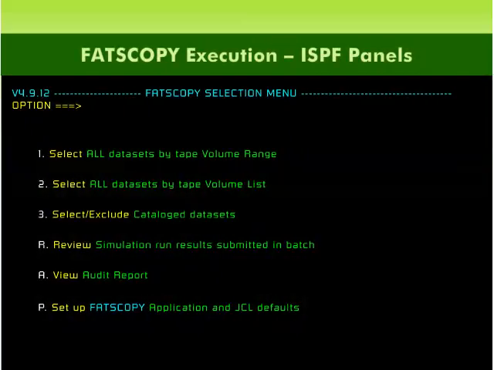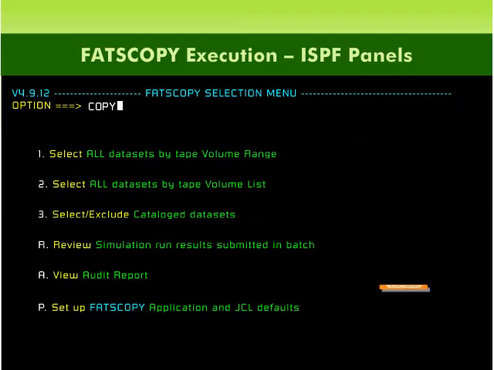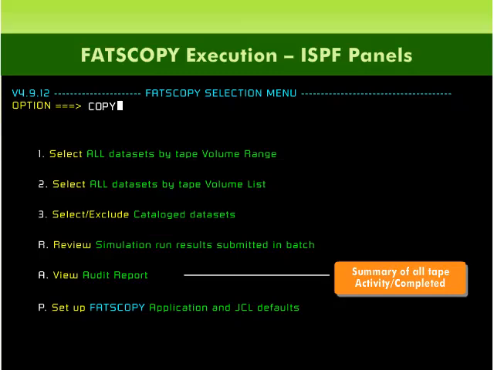While experienced users may like executing FATSCOPY natively through z/OS batch jobs, others may prefer to use the supplied ISPF panels. As you can see from the main FATSCOPY selection menu, Option 1 allows you to select from a range of tape volsers, while Option 2 can be used to select from a supplied list of specific or generic volsers. Option 3 is used to select and/or exclude individual or groups of datasets using the z/OS catalog. Audit reporting on a specific FATSCOPY operation can also be viewed through the ISPF panels.